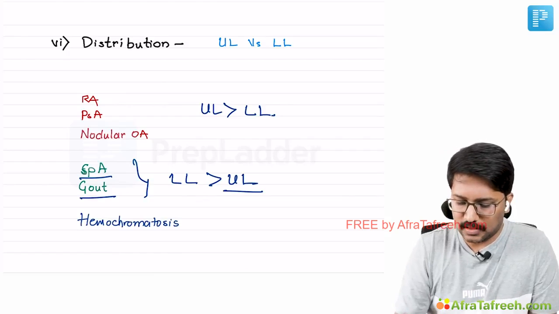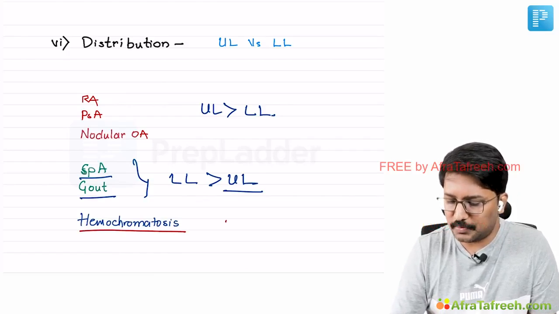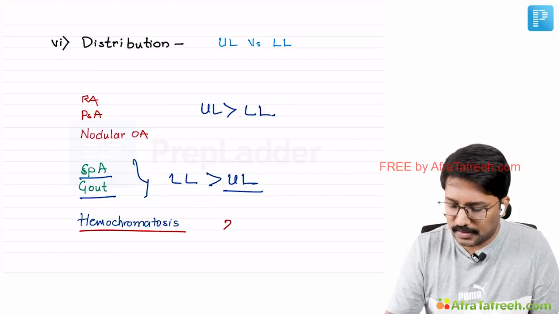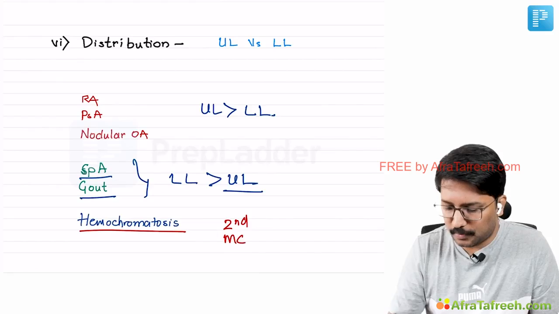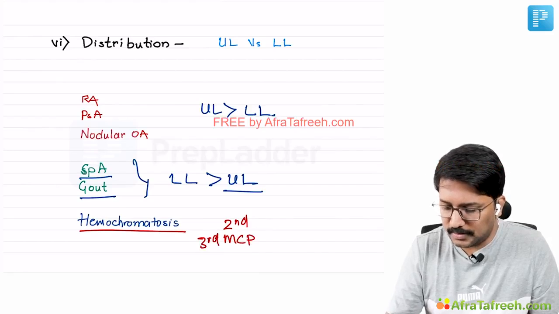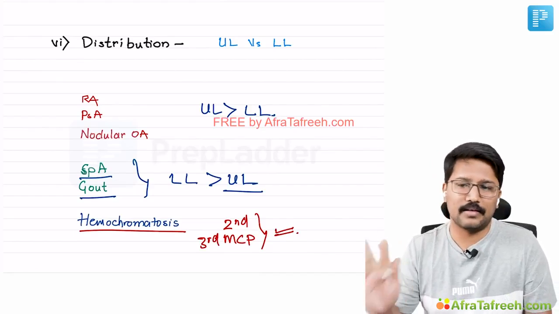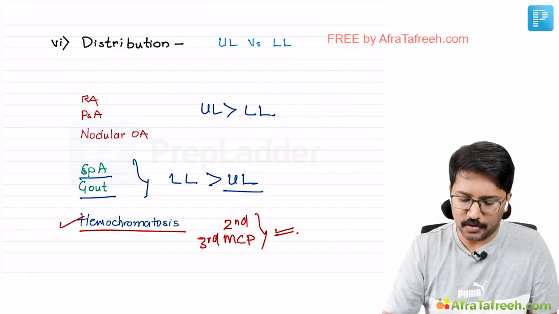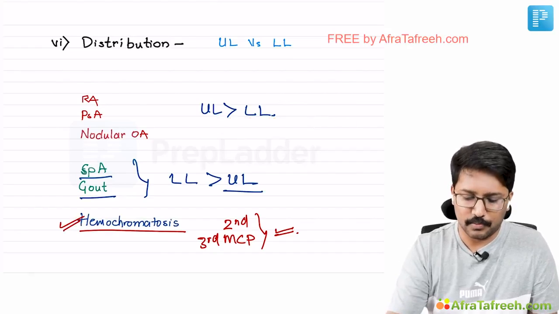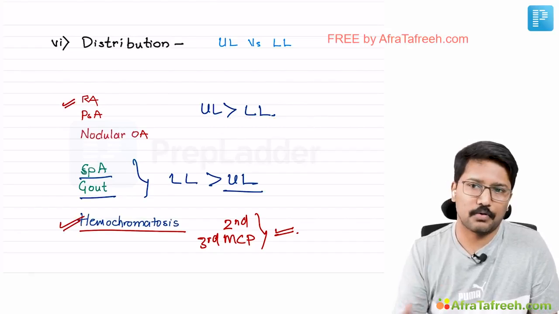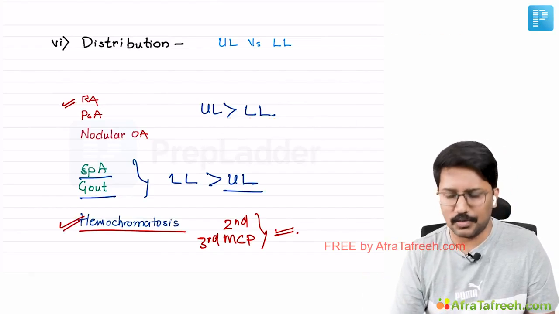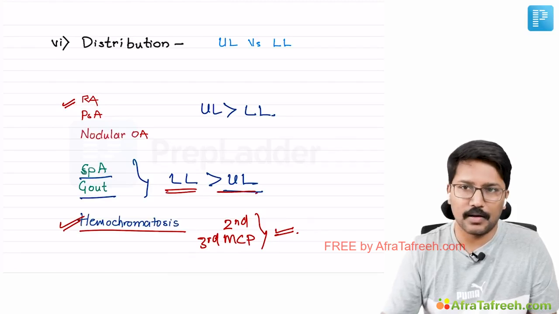Okay. Then there is the last disorder, that is hemochromatosis, which is almost known to affect only upper limb joints. So second and third metacarpophalangeal joint involvement is very characteristic of hemochromatosis. So this is one which predominantly affects the upper limb. Here both are affected, but with slightly more predilection for the upper limb: rheumatoid arthritis, psoriatic arthritis, and nodular osteoarthritis. In spondyloarthritis and gout, the lower limb is more affected than the upper limb.